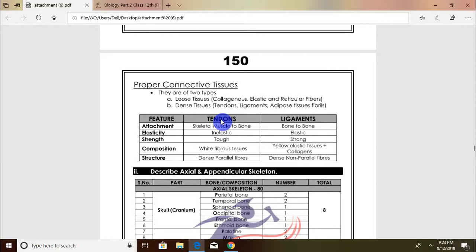Tendons are tough, whereas ligaments are strong, and these terms matter. Composition, tendons are made up of white fibrous tissue, whereas ligaments are made up of yellow elastic tissue and collagens. Now I don't think the composition is all that important, or the structure, but no harm reading about it. So the structure of the tendons: dense parallel fibers and dense non-parallel fibers.